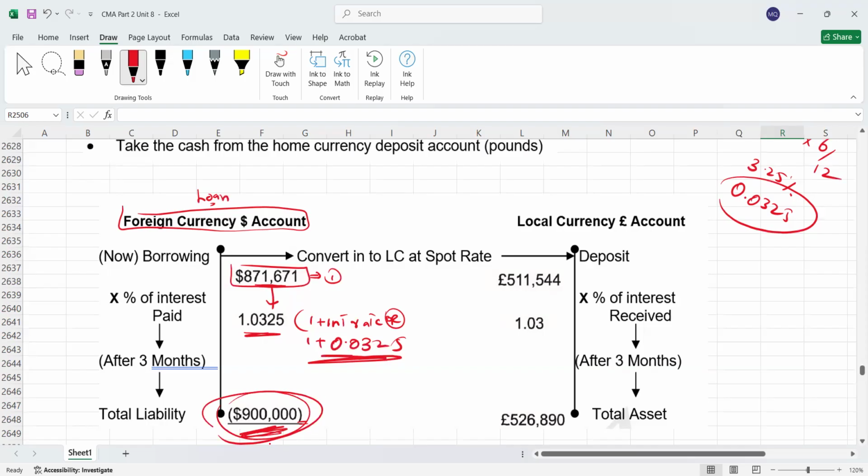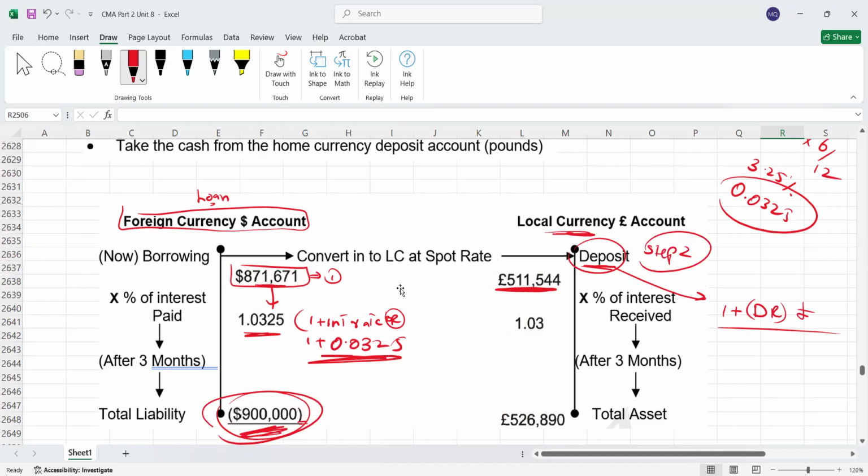Then you got here a local currency account in which we have a deposit. Deposit means the step number two answer. So step number two answer was this one, right? This is what we have deposited, so 511,544 pounds. And now because we have a deposit in pounds, I'll multiply this deposit with 1 plus the deposit rate. I have to take that of pound. Okay, 1 plus deposit rate of pound.